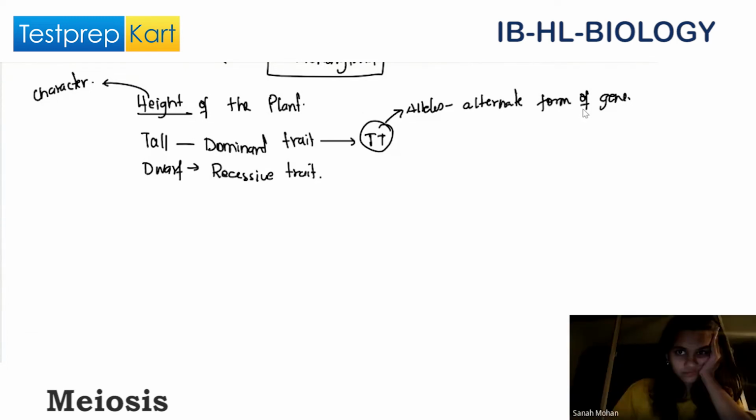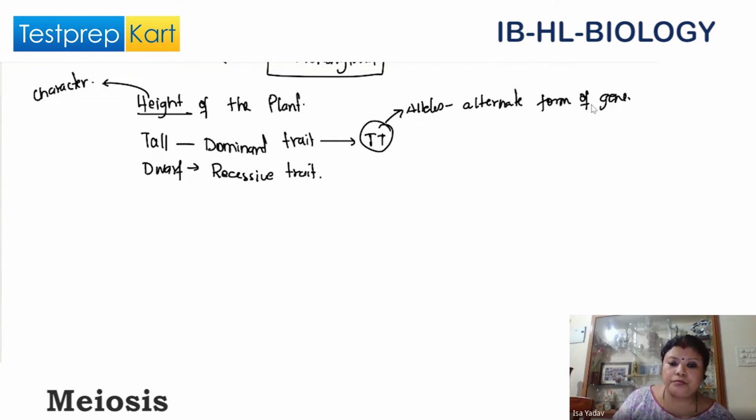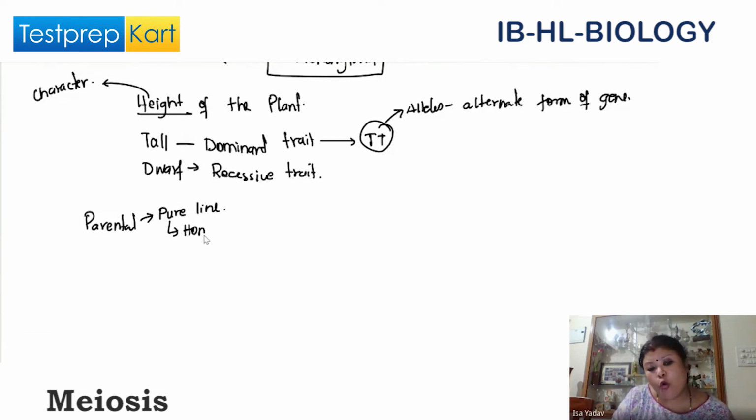Okay, alternate forms of gene. Next, let us see here. What we will do is take the parental generation. The parental generation that he took for the plant, he always made sure that it is a pure line. Pure line meaning homozygous.